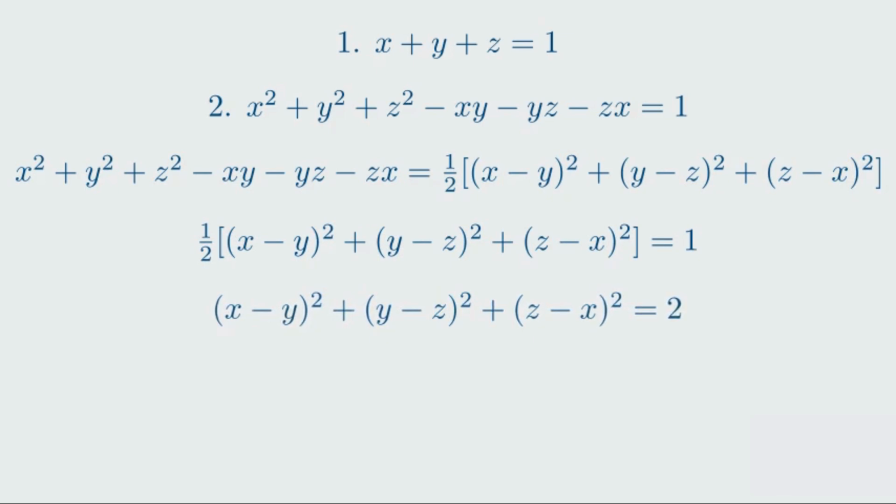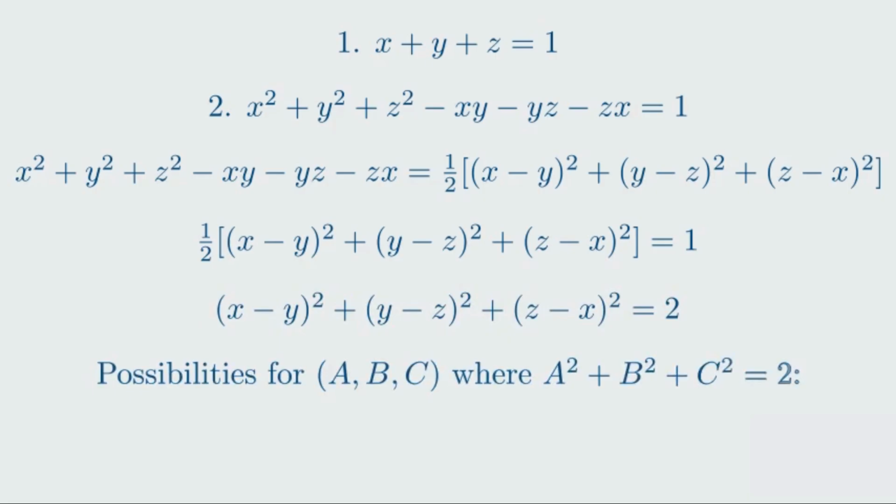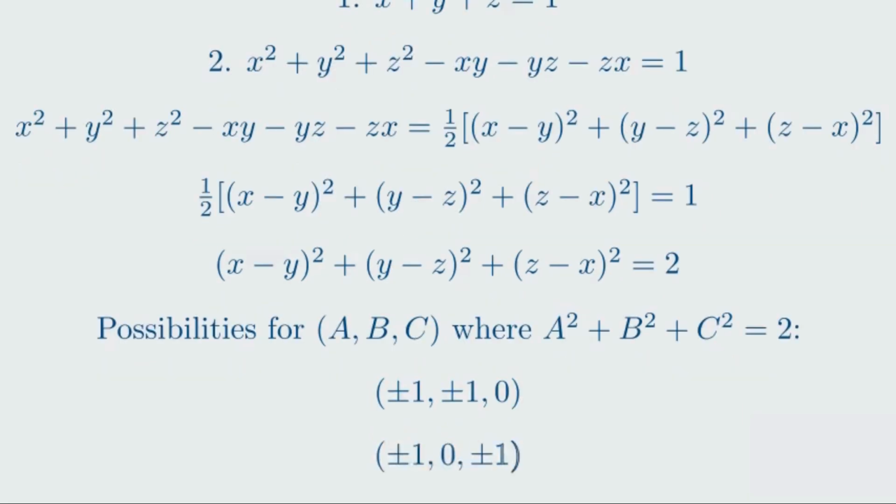We are looking for integer solutions. The only way for a sum of 3 perfect squares to equal 2 in integers is if 2 of the squares are 1 and the third is 0. This is a powerful constraint. This leaves us with 3 distinct possibilities. Either the first 2 differences are plus or minus 1 and the third is 0, or the second 2, or the first and third. Let's work through the first case based on our sum of squares equation.